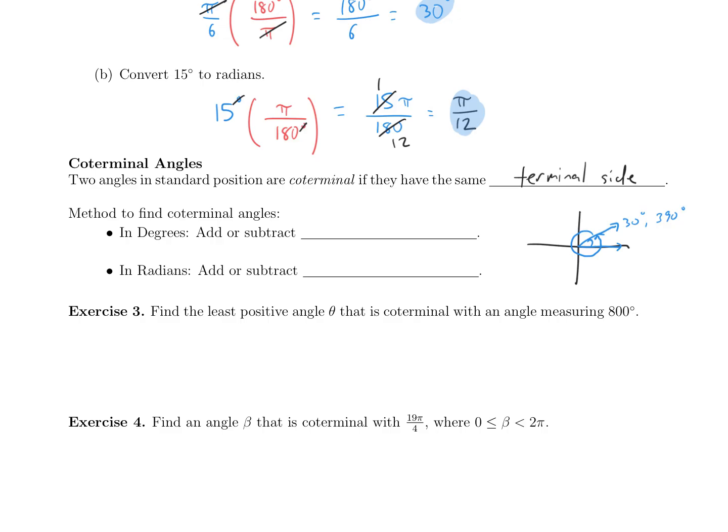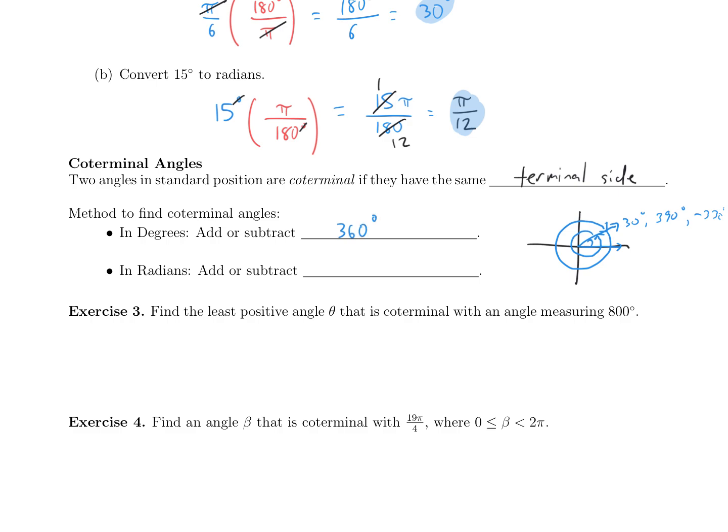You can also add another 360, or you can subtract 360. If you go clockwise, you would be subtracting 360. So let's this time subtract by going counterclockwise. If you go in this direction, counterclockwise, you're going to do 30 minus 360, which would be negative 330 degrees. So those three angles are all coterminal angles. So in degrees, you can add or subtract 360 degrees to any angle to find a coterminal angle.